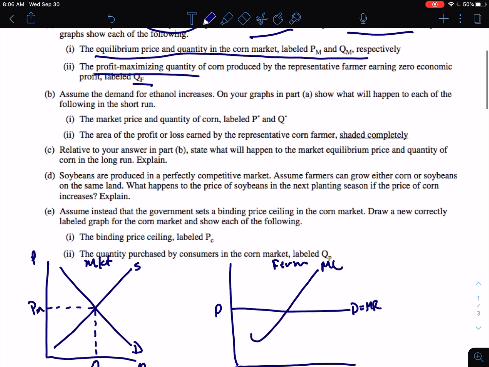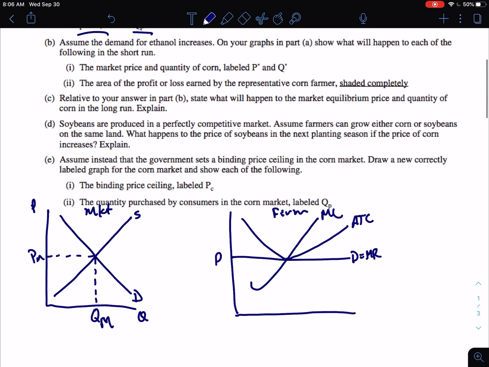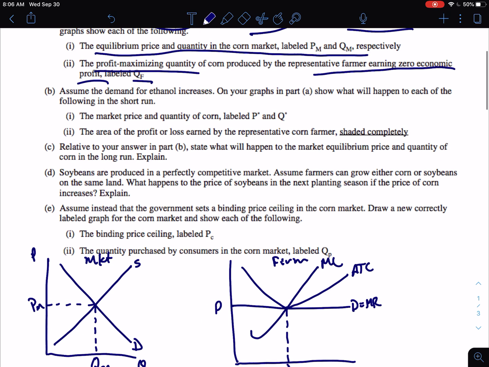And notice that the representative farmer is making zero economic profit. So we know then that our average total cost curve is going to be right here. So now we label this quantity QF. And that does it for part A.